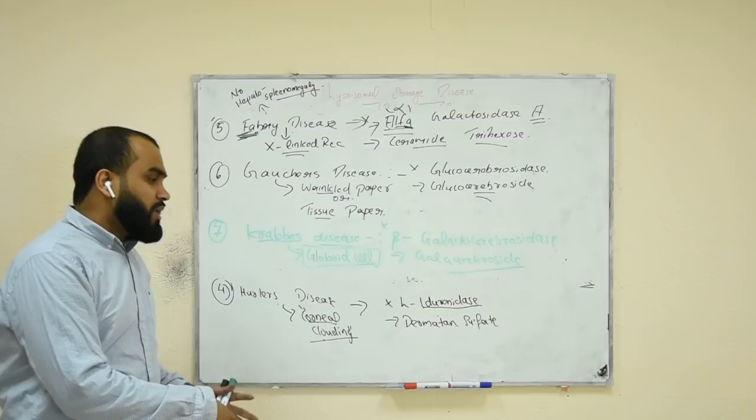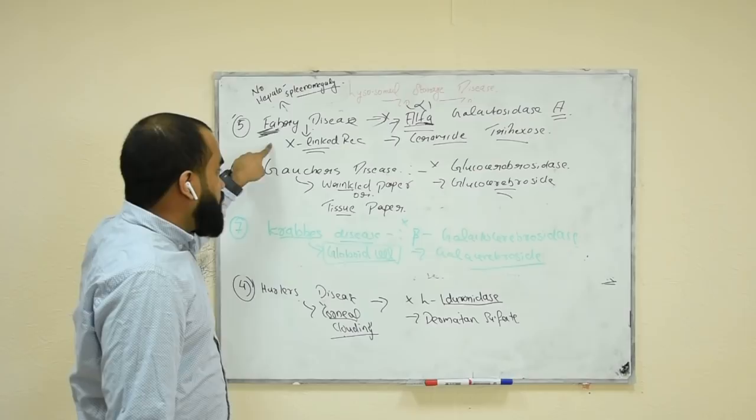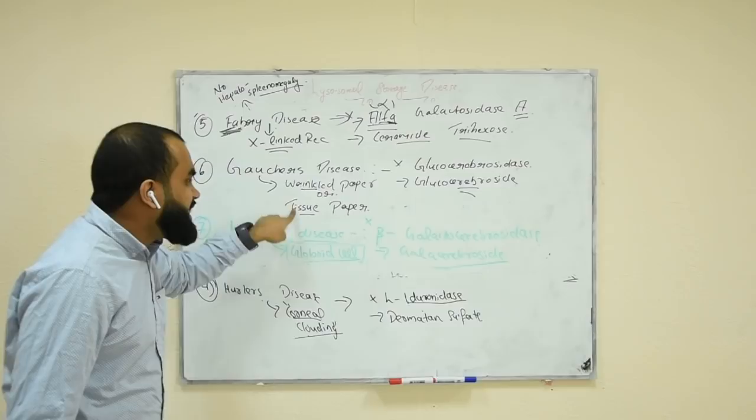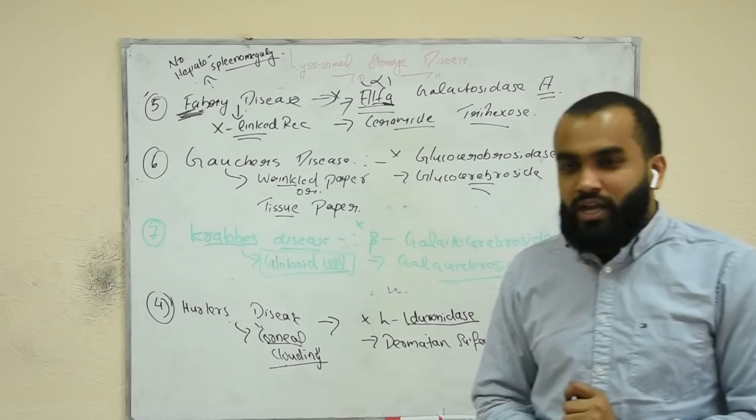Then we said about Fabry, fa, alpha, alpha galactosidase A. What is accumulated? Ceramide trihexoside. Then it is also X-linked recessive. Gaucher's, enzyme deficiency glucocerebrosidase, tissue paper or wrinkled paper appearance. Krabbe's disease, what is the enzyme deficiency? Beta-galactosidase. Remember, you will see globoid cells in the question. That's all about lysosomal storage disease.